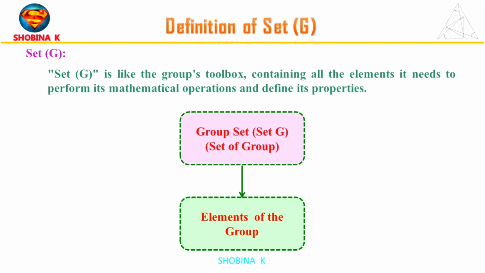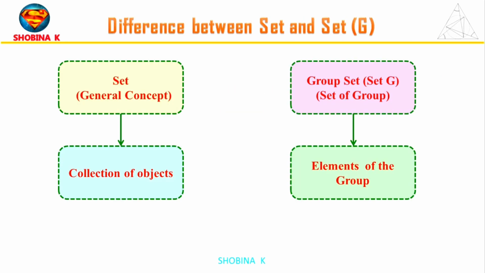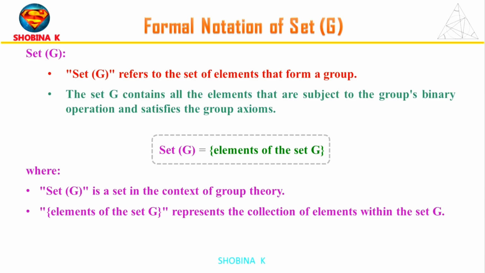So set G specifically refers to the underlying set of elements that form a particular group. So we can say set G is like the group's toolbox containing all the elements it needs to perform its mathematical operations and define its properties. The terms set and set G are related but refer to different things within the context of mathematics and group theory. And here is a formal notation of set G.